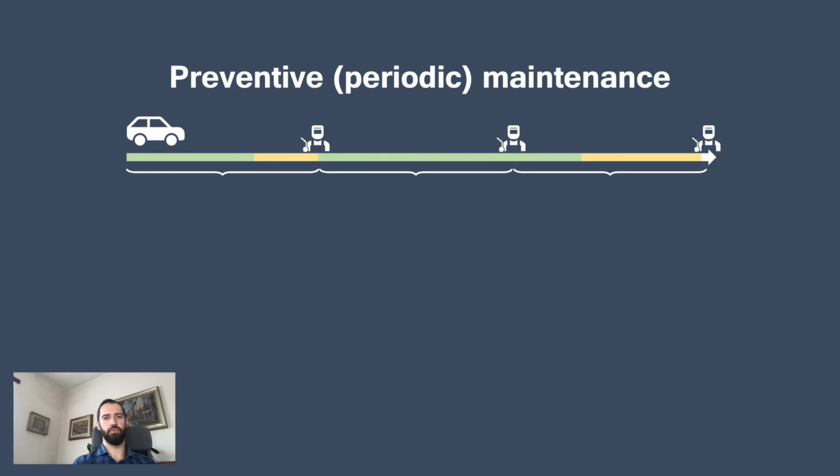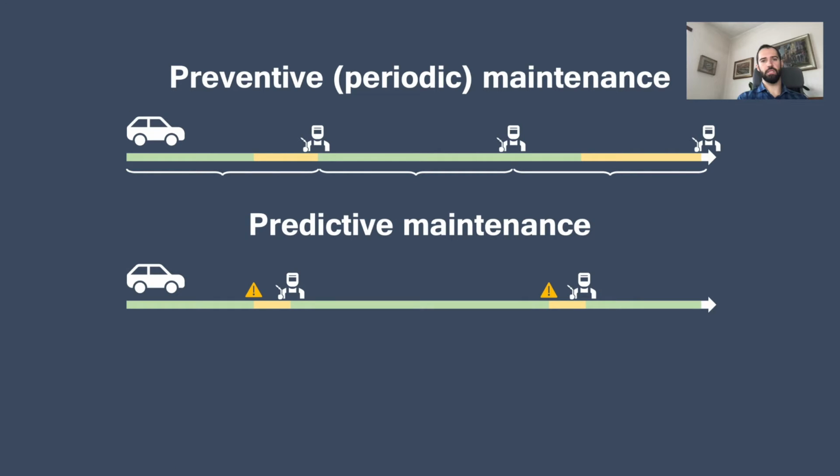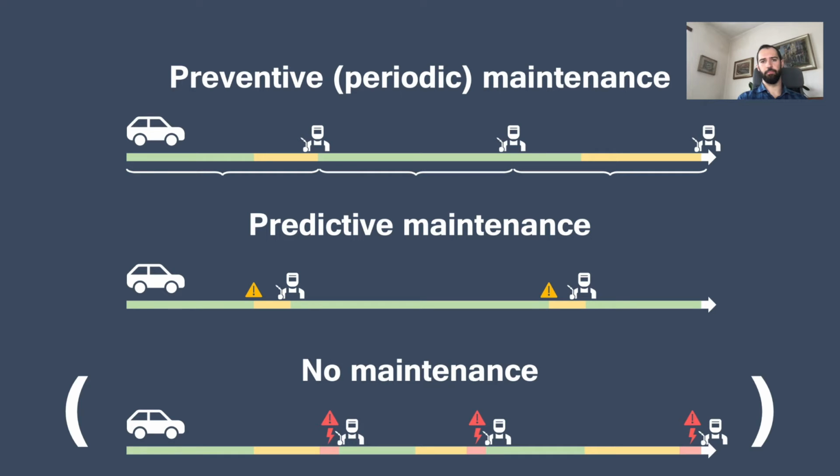Think about your car. You get your car serviced every year or every 10,000 kilometers, regardless of whether you actually need to change your oil filter or the air filter or any other component. With predictive maintenance, you'd be advised to change those parts only when actually needed.